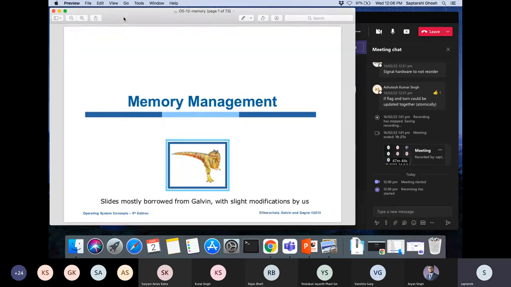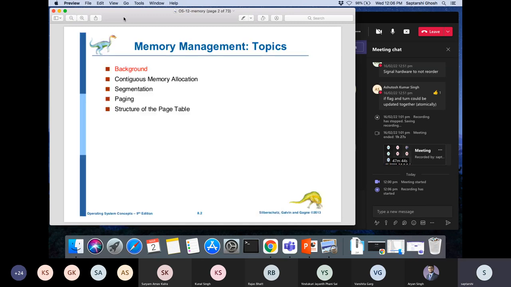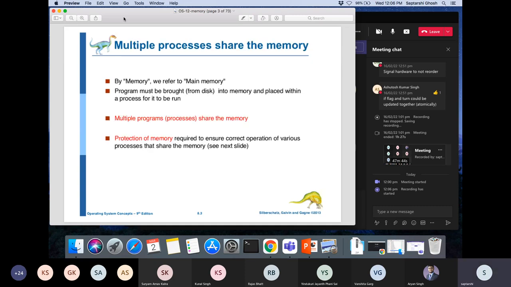So we will start a new topic today, which is one of the most important topics in OS, which is memory management. Now, let's start with some background. So by memory, we refer to the main memory, which is the RAM, right?